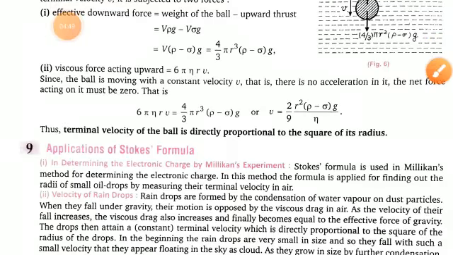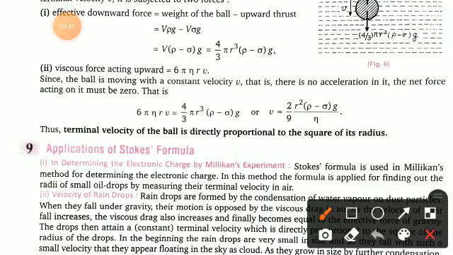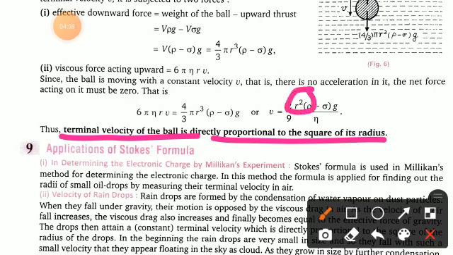So this, the terminal velocity of the ball, is directly proportional to the square of its radius. Because all these other terms are constant, and the terminal velocity is dependent on the radius of the ball.